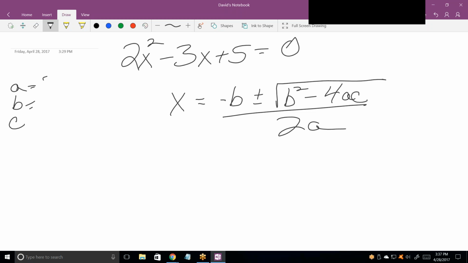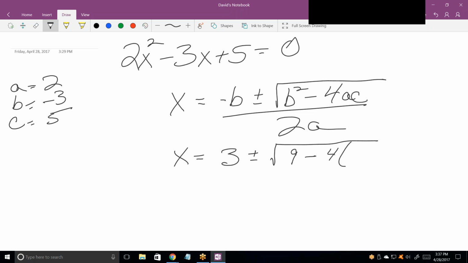A is 2. B is negative 3. And C is 5. All right. So now plug in everything. So it's 3, positive 3. So I'll do the plus. Oh, we could do it at the same time. Plus, minus, square root of 9 minus 4 times 2 times 5 over 2 times 2.